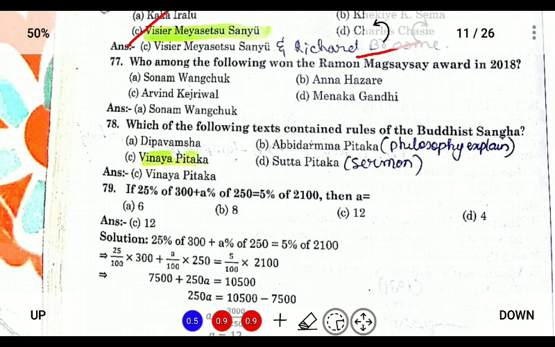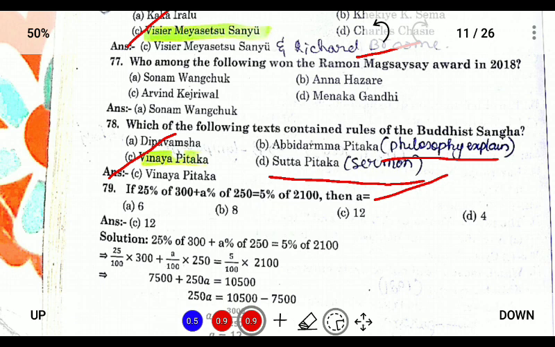Next, which of the following texts contains the rules of the Buddhist Sangha? So the Buddhist Sangha is under Vinaya Pitaka. Sutta Pitaka contains sermons, and Abhidhamma Pitaka explains the philosophy of Buddhism. And rules and regulations is Vinaya Pitaka, and Sutta Pitaka is for sermons, the teachings.